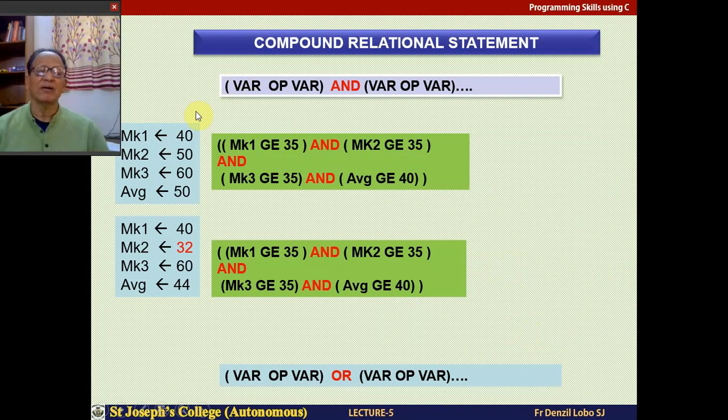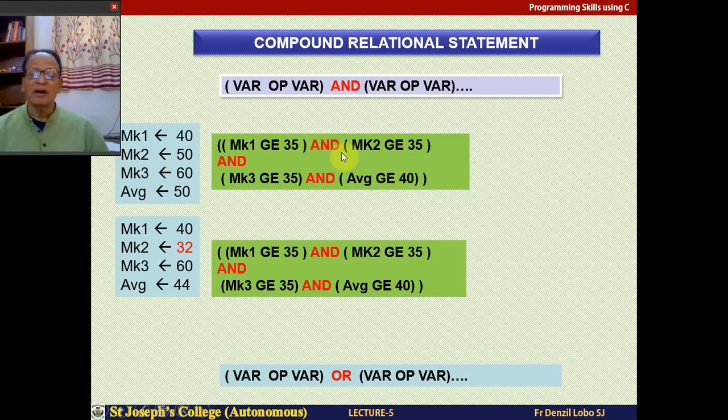We are going to use that compound statement as the relational statement in our conditional statement. We'll take up a concrete example. Here you have marks obtained in three subjects by one student, and we have calculated the average. As you see, 40, 50, 60, 50, and the criteria is the person should get greater than or equal to 35 in each of the subjects, and the average should be greater than or equal to 40. So we make different relational statements. Mark 1 is greater than or equal to 35. Mark 2 is greater than or equal to 35. Mark 3 is greater than or equal to 35. And average is greater than or equal to 40.